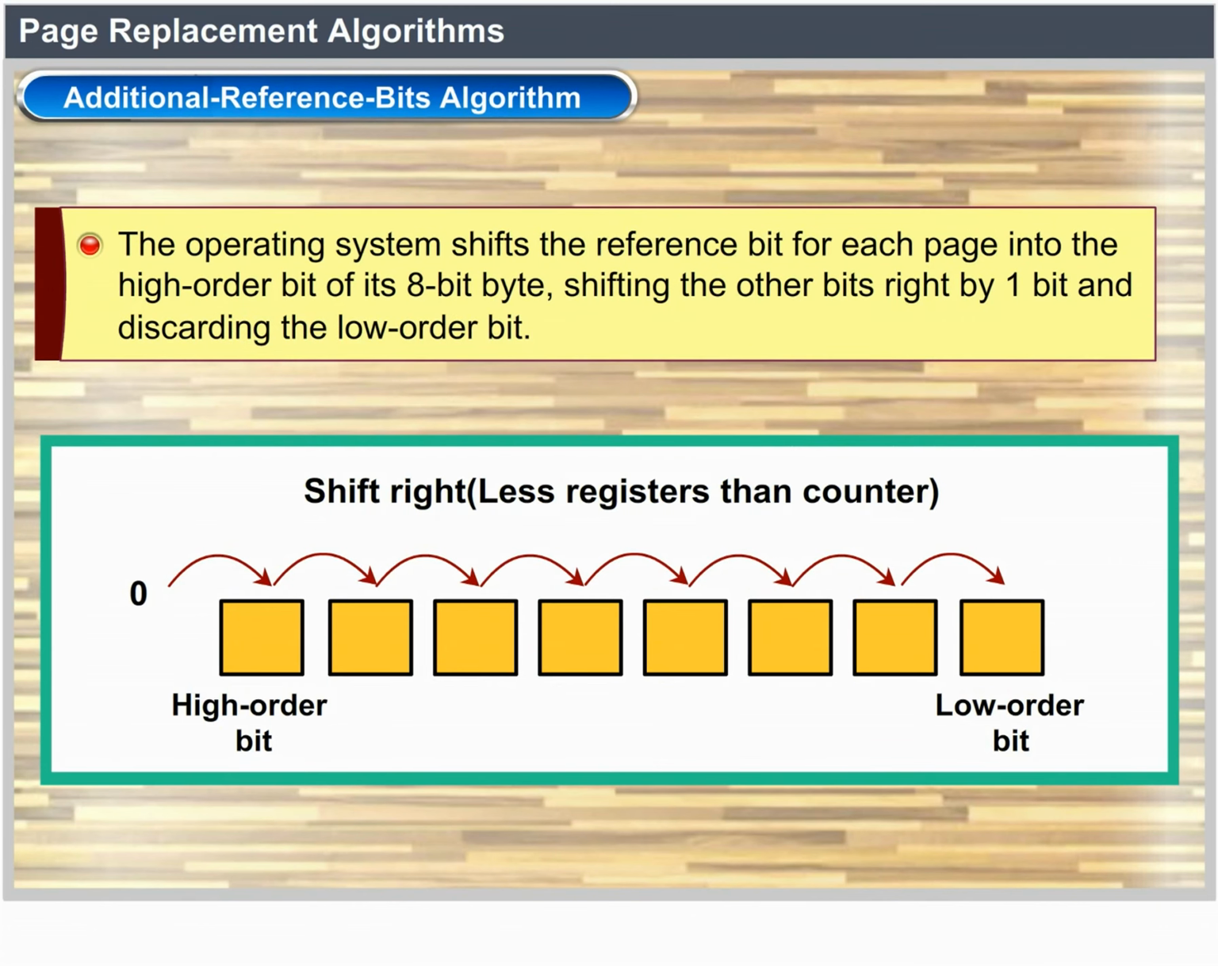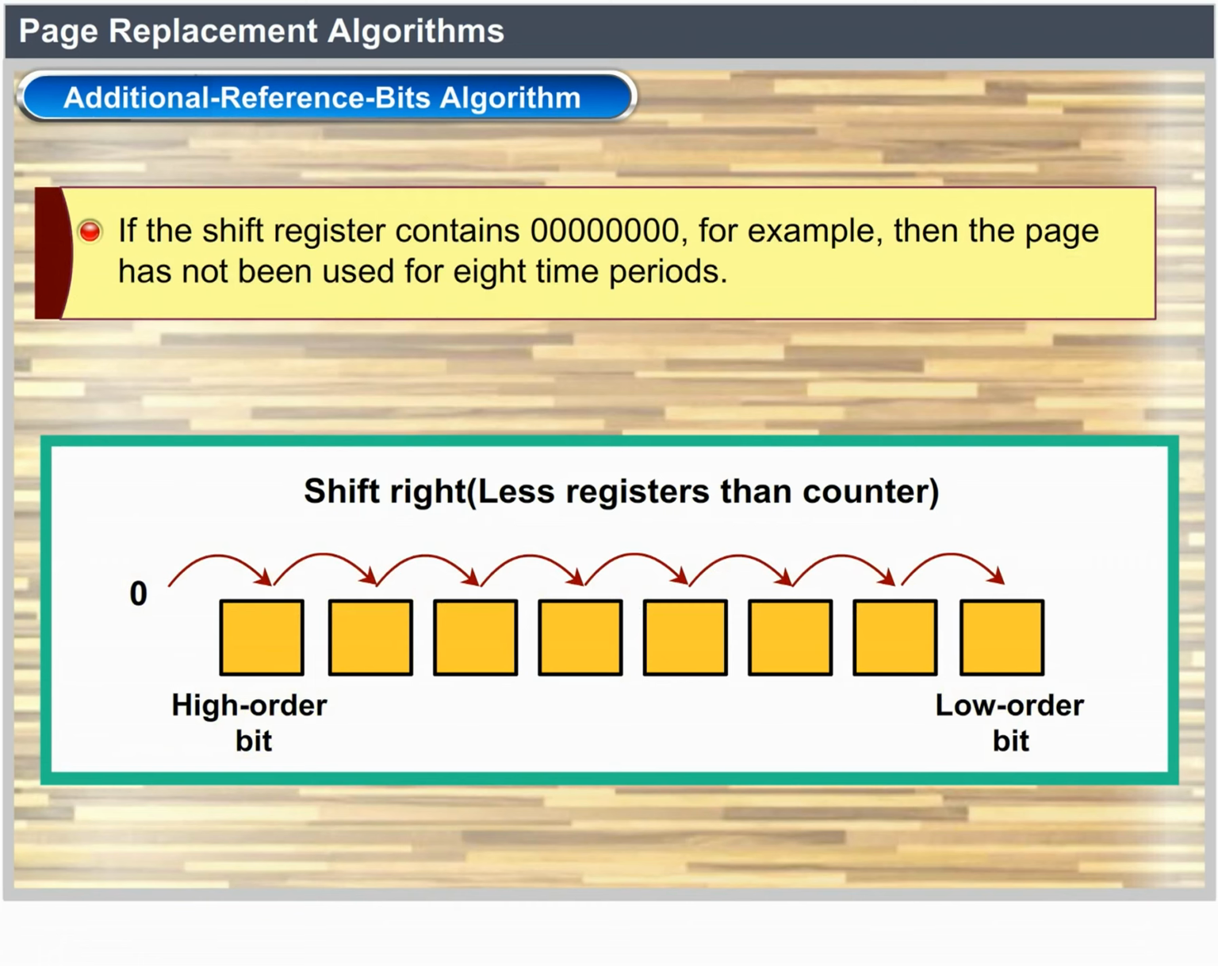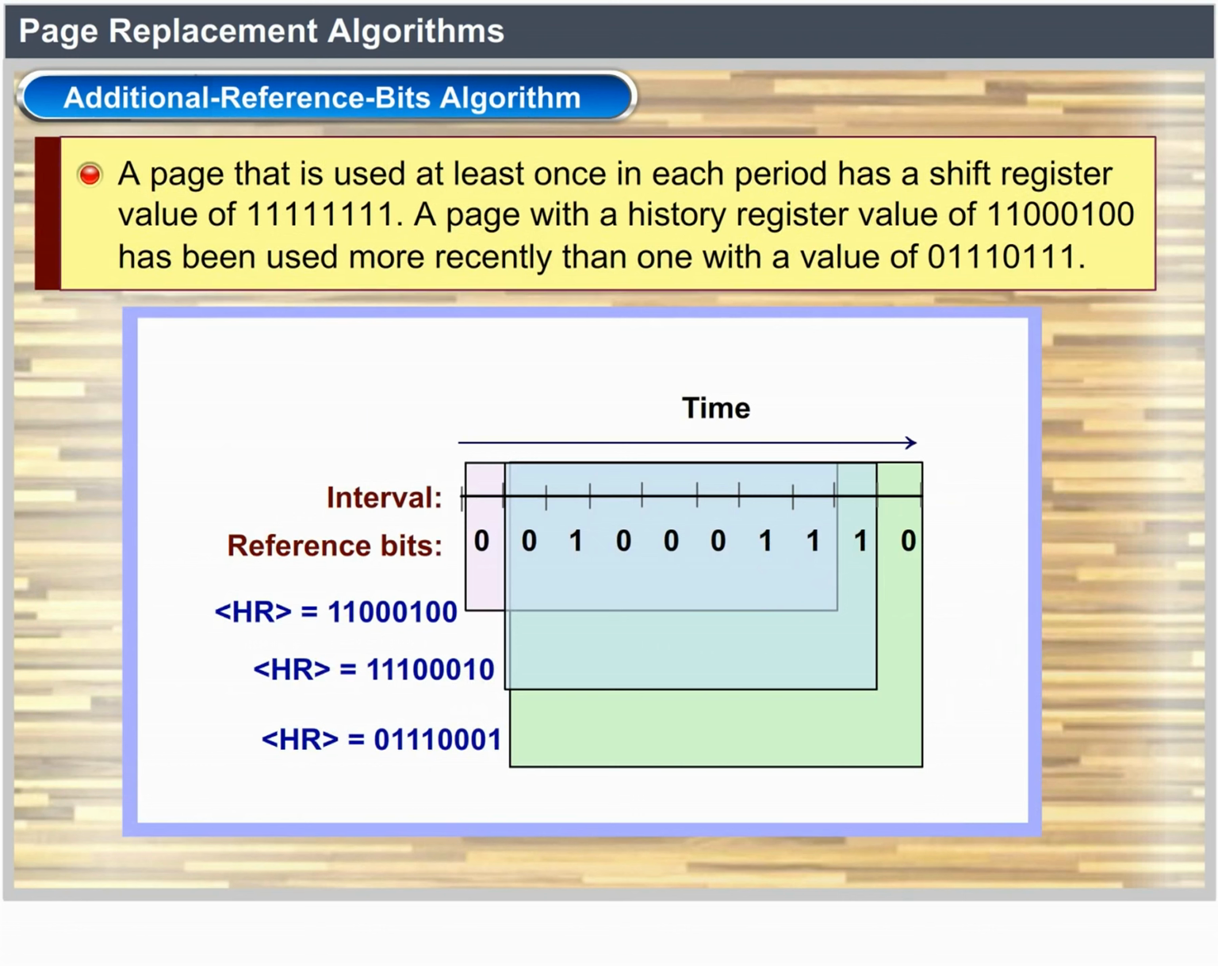These 8-bit shift registers contain the history of page use for the last 8 time periods. If the shift register contains 00000000, for example, then the page has not been used for 8 time periods. A page that is used at least once in each period has a shift register value of 11111111.